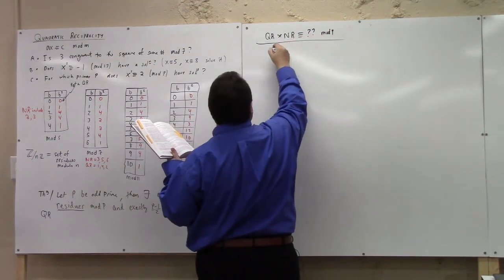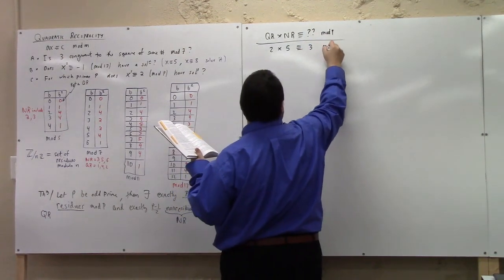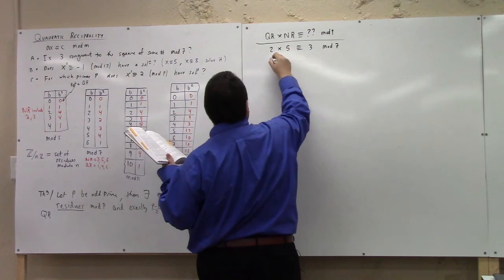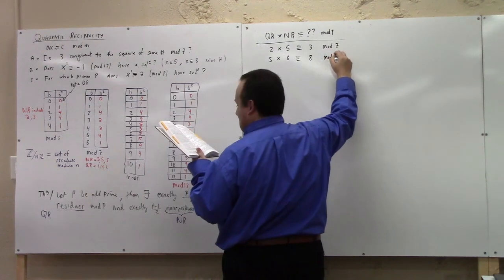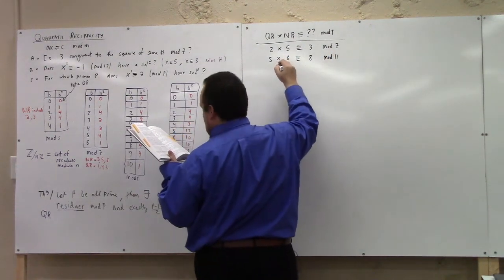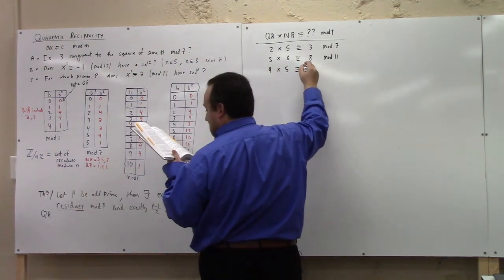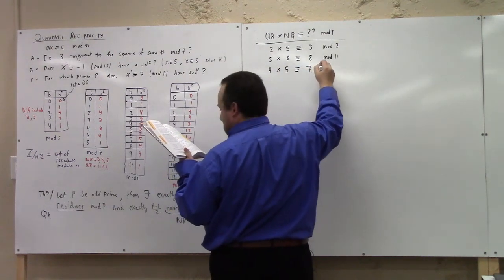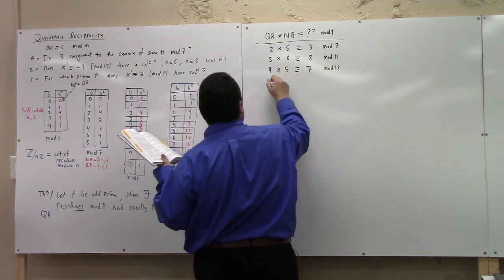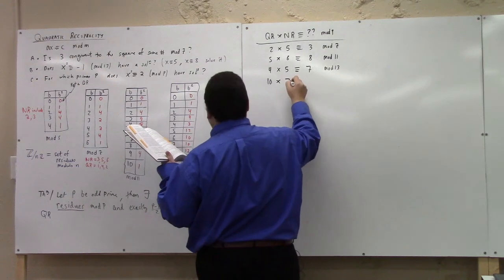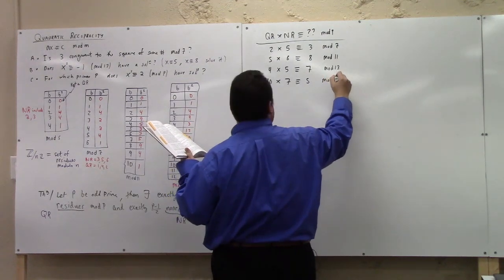So how about this? 2 times 5 is congruent to 3 mod 7. 5 times 6 is congruent to 8 mod 11. 4 times 5 is congruent to 7 mod 13. I don't approve of it using the multiplication symbol, it's such an unfortunate use. 10 times 7 is congruent to 5 mod 13.